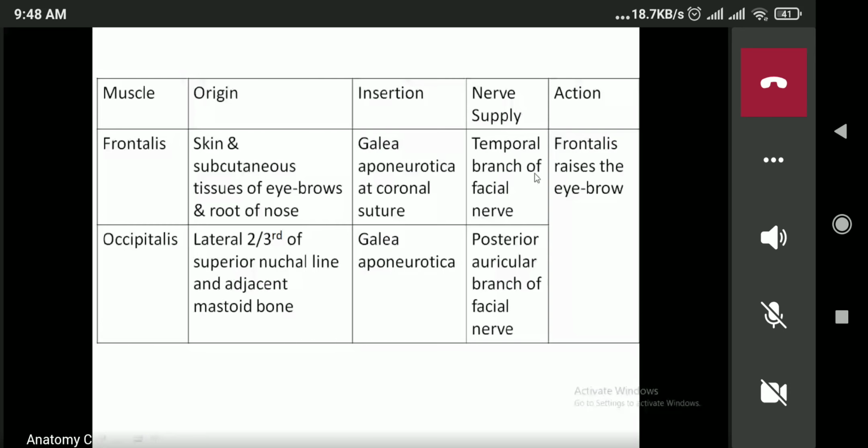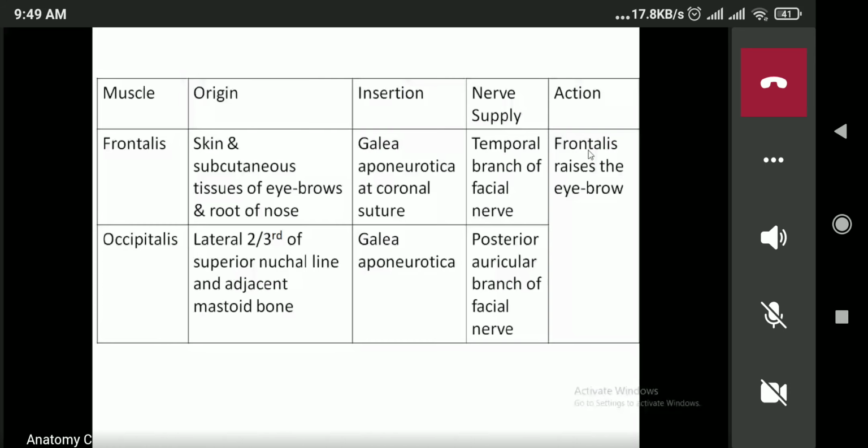Talking about the action of this epicranius muscle, the frontalis, when it contracts, causes the eyebrow to raise, like when we have a surprised expression on the face. So the frontalis helps in raising the eyebrow, and when the frontalis and occipitalis contract simultaneously, it causes the scalp to move forward and back. So these are the movements of the muscle, along with its origin, insertion, and nerve supply.